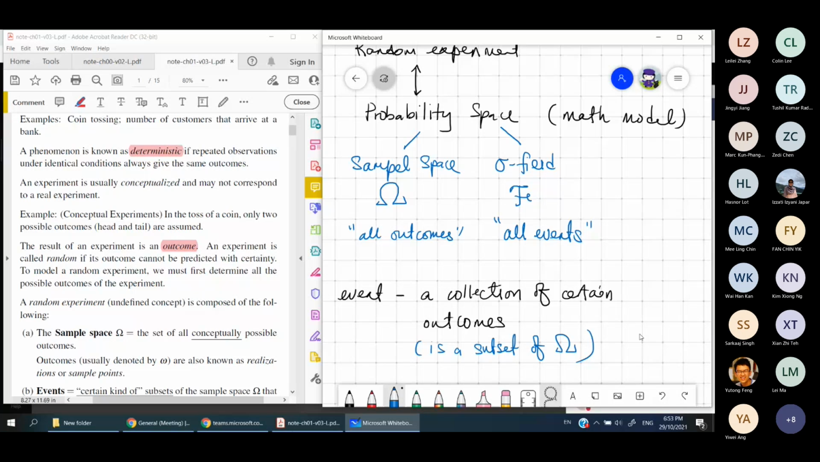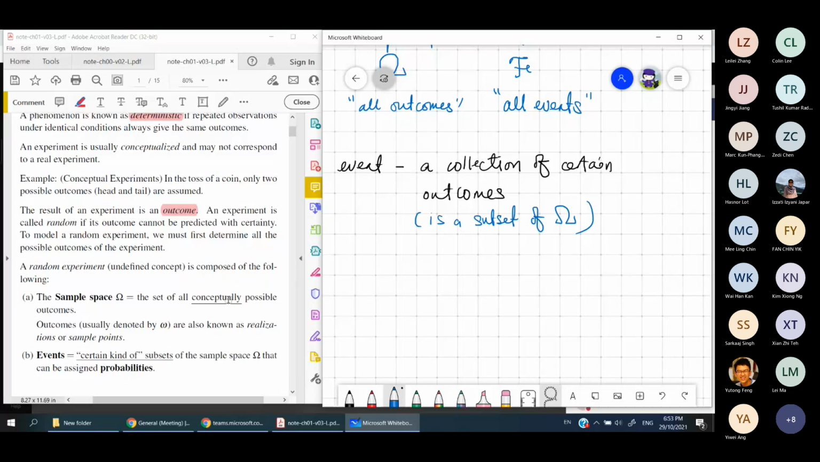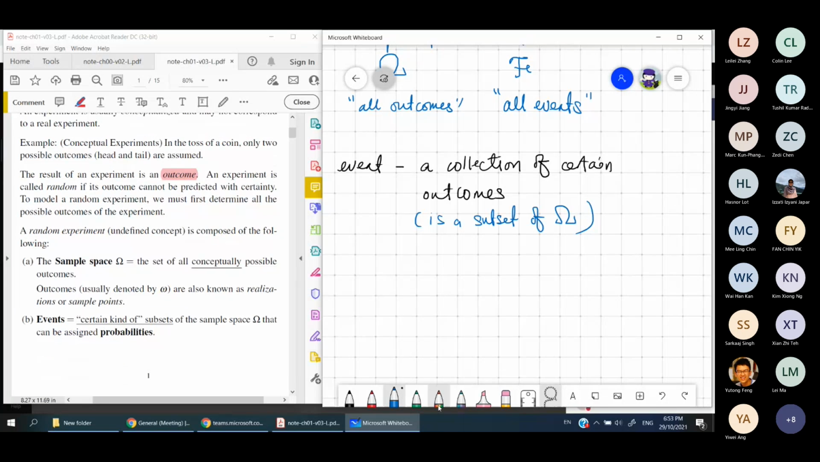And it's not all the subsets, so we need one restriction here. An event is a certain kind of subset of the sample space that can be assigned a probability. Later on we are going to look at it, so we just give an idea. It's a collection of certain outcomes, a subset of omega, to which we can assign a probability.